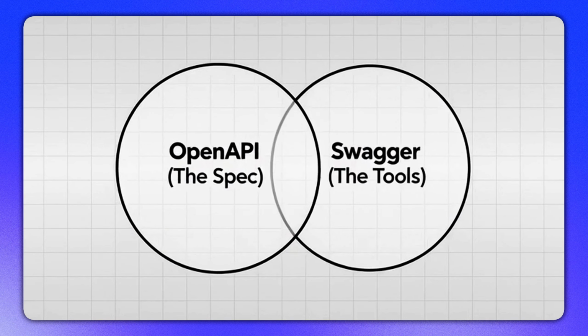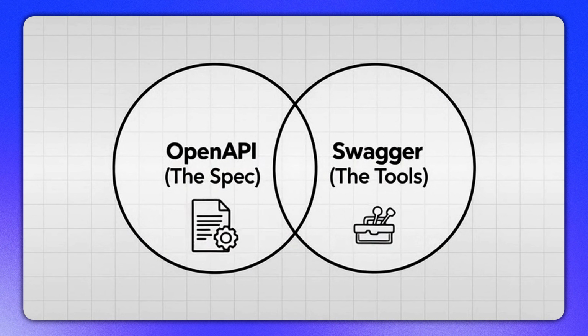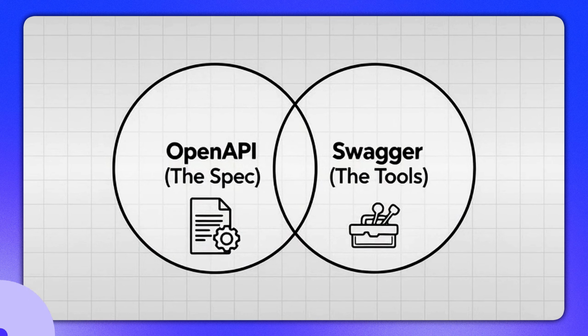You'll often hear the terms OpenAPI and Swagger used interchangeably, but there's a difference. OpenAPI is the specification itself, the rules, and the format. It's maintained by the Linux Foundation. Swagger is a suite of tools, like Swagger UI and Swagger Editor, created by SmartBear to help you implement that spec.